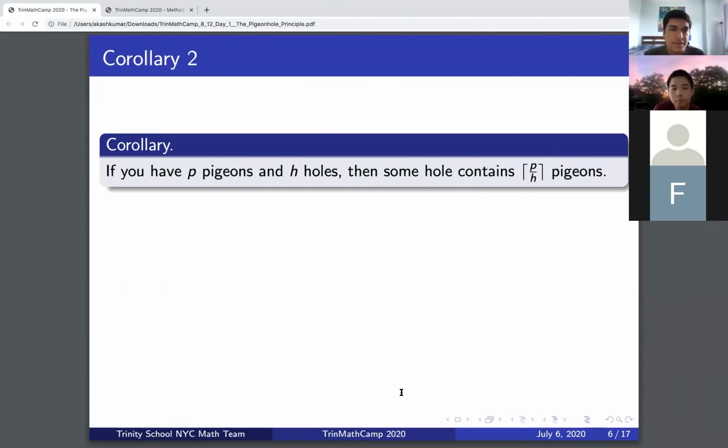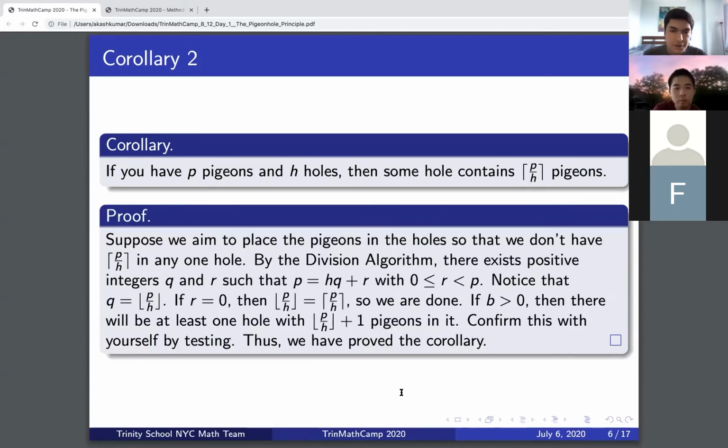So now we have another corollary, and this will be near the end of some of the abstract stuff we do. If we have P pigeons and H holes, then some hole contains the ceiling of P over H pigeons. So this is a stronger definition. I first started with just n and n plus 1, and this is more general. So we're trying to build up a stronger definition of pigeonhole, and then from there, we can apply this to some problems. I'll definitely note that this proof is more complex than the other two.